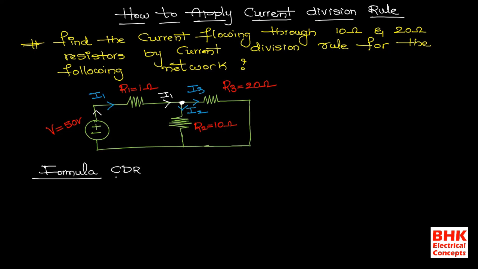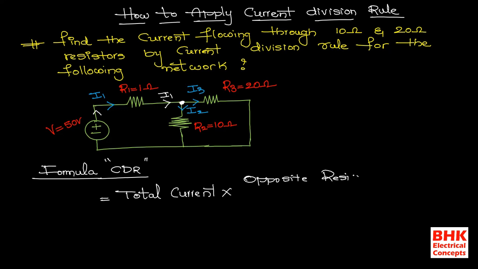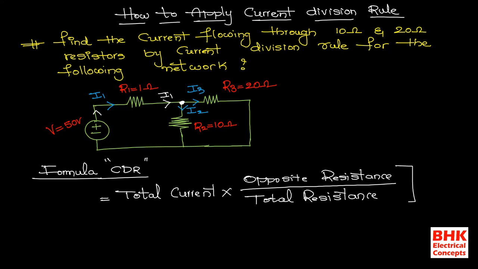current division rule. In short we call it CDR. So by applying the current division rule, the formula given by it is: total current into opposite resistance divided by total resistance. Okay, so this is the formula given by the current division rule.